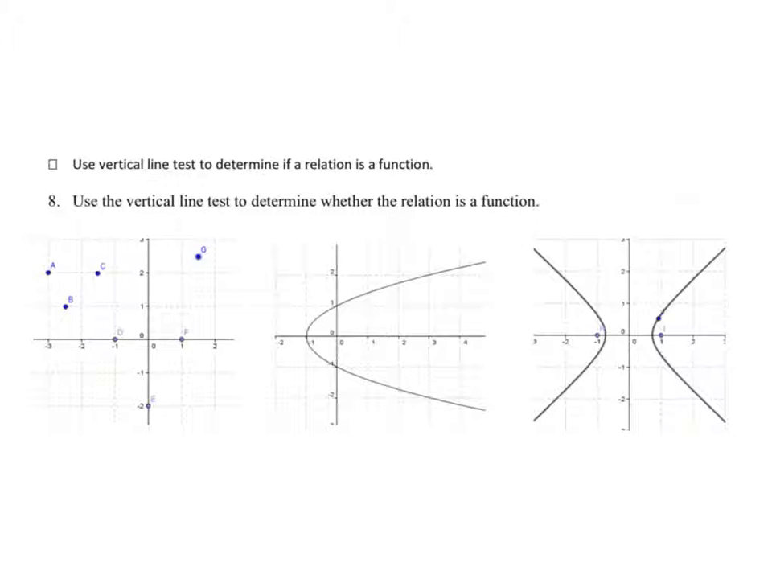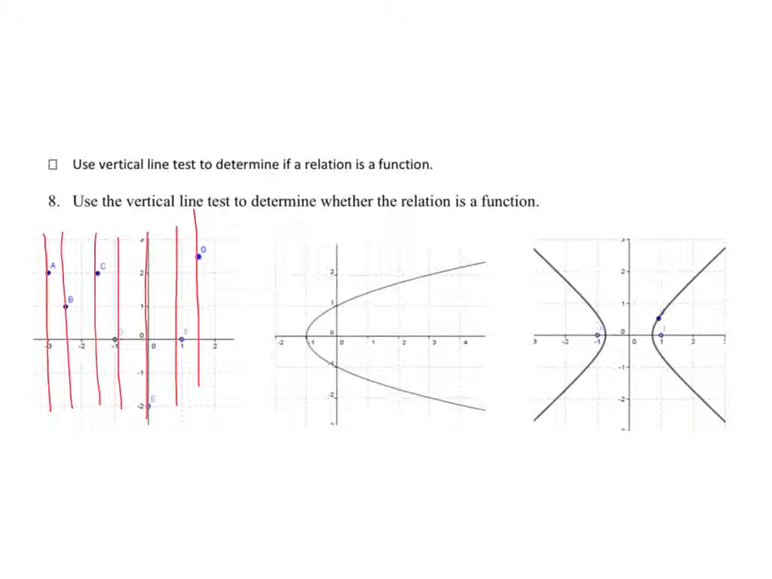So on this first graph, we can see that anywhere we draw a vertical line, it's not going to touch more than one point. So basically no two points have the same x value. So yes, this relation is a function.